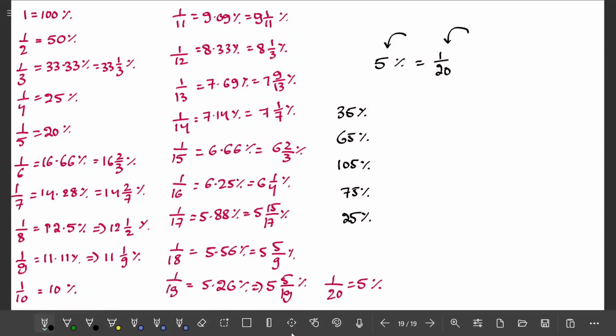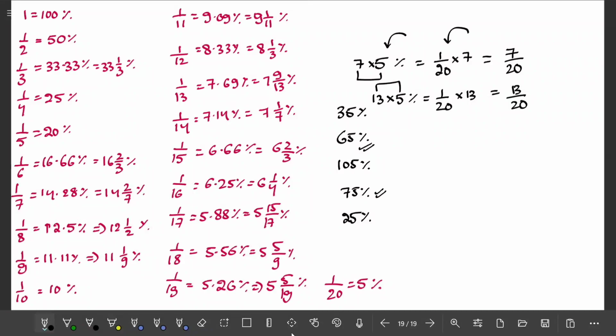In order to calculate 35%, I should multiply it with 7. Now this is 7 5s are 35%. I also have to do the same operation on the right. So now value of 35% is nothing but 7 by 20. Clear? And in order to find out 65%, when 5% equals 1 by 20, I just have to multiply this 5 with 13. Now this becomes 13 5s are 65. I have to do the same on the right hand side, which means 13 by 20.